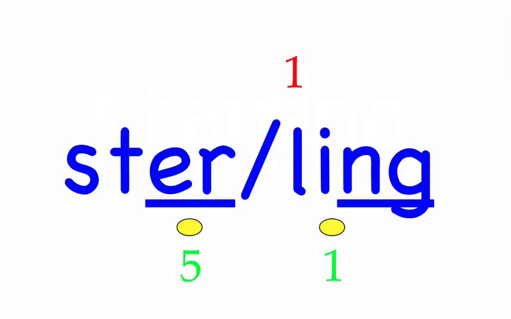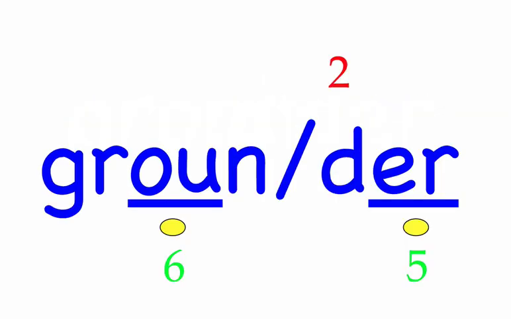Sterling. Grounder. The batter hit a grounder to second base. Grounder. Ground has four sounds: G, R, OW, N. Der has two sounds: D, ER. Grounder. Mark the word. Grounder.